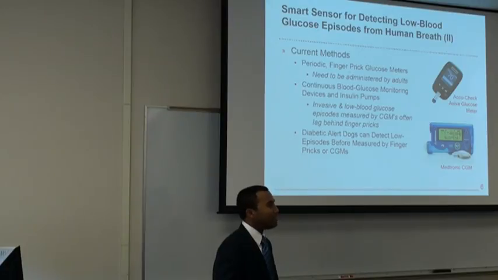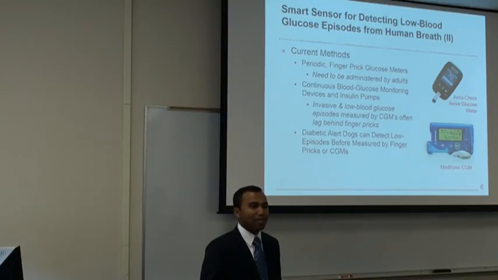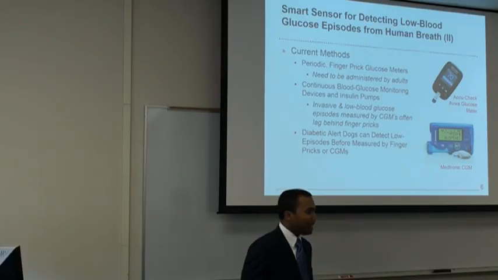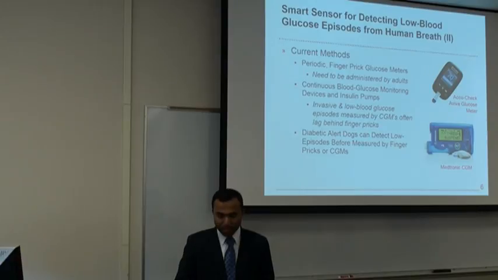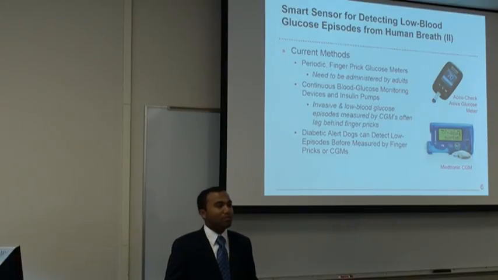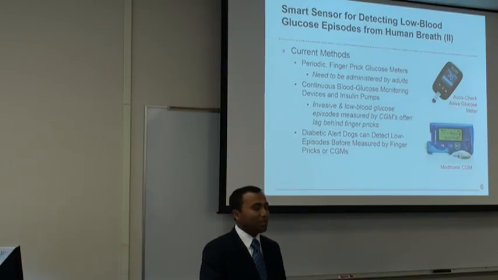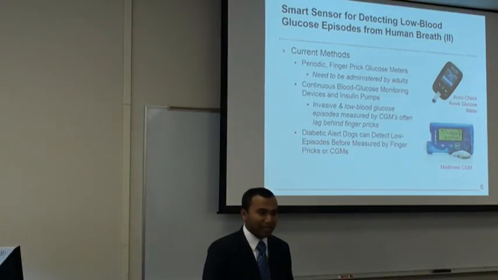But the other problem is it's very expensive. It costs up to $25,000 to $30,000 to train a dog. And some of the dogs are really good. They detect it with accuracy of more than 95%, but sometimes they are not as good, so it is hard to rely on them all the time. So when we came to know about it, we were interested in making a sensor to do something similar to what dogs do, but with an electronic device.